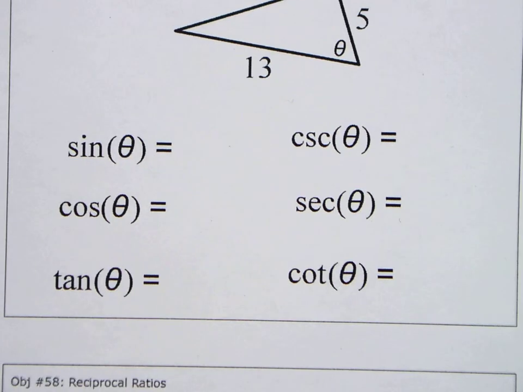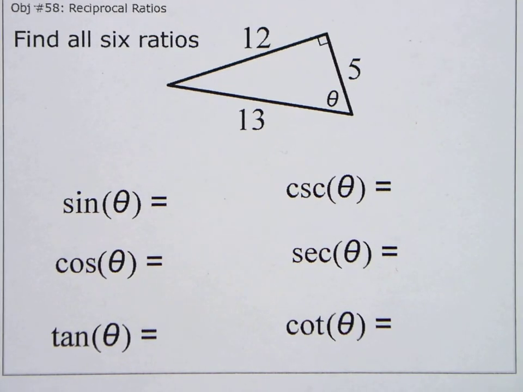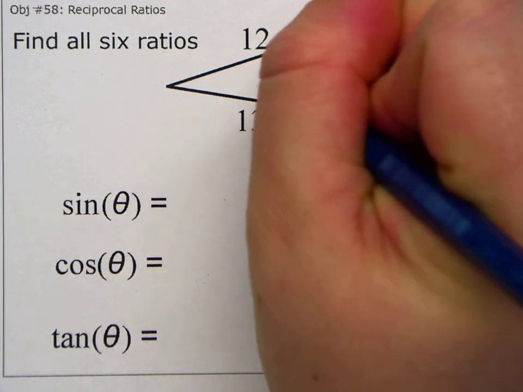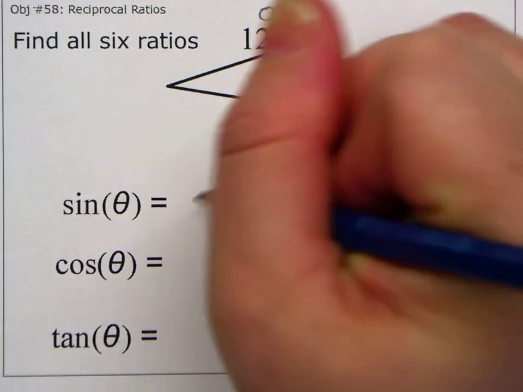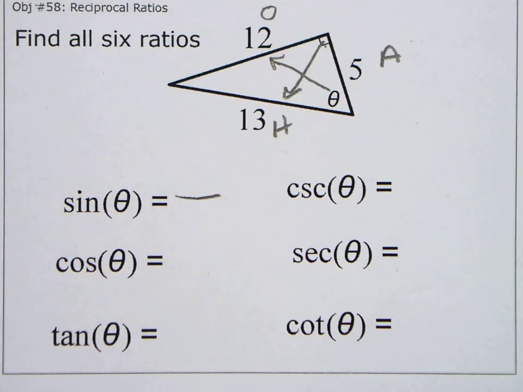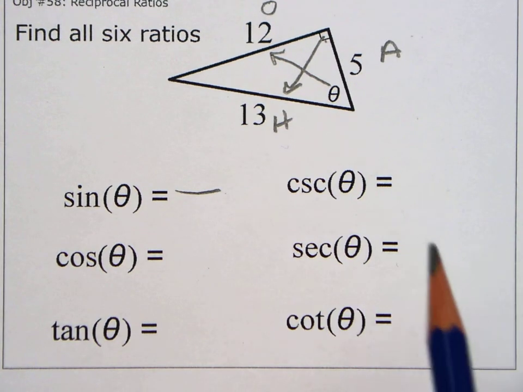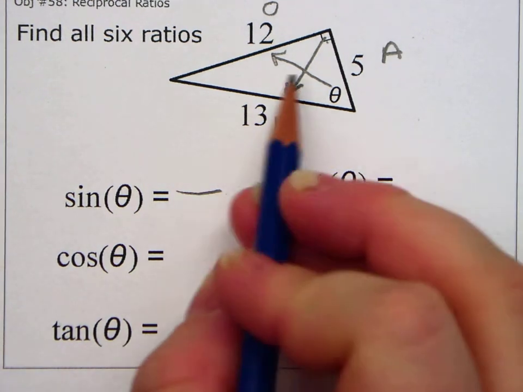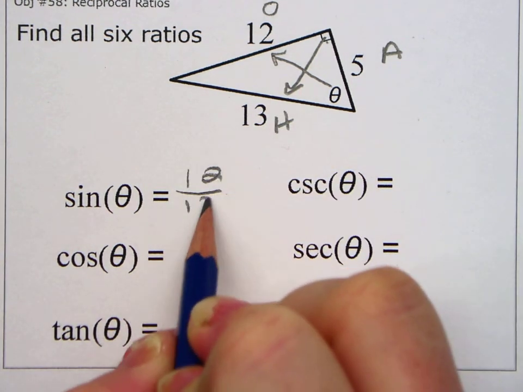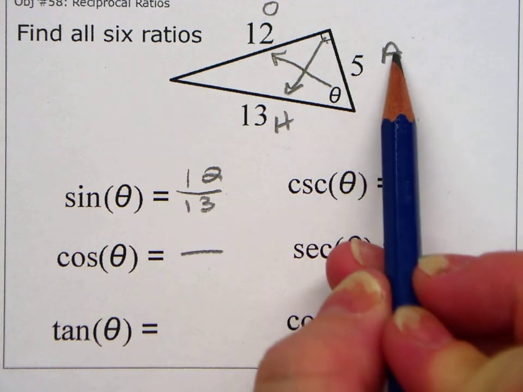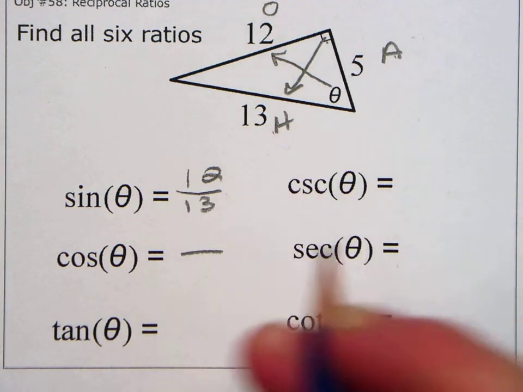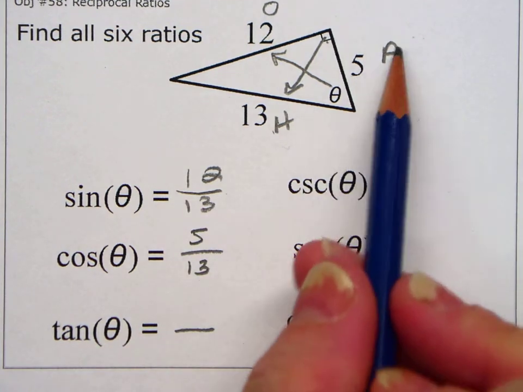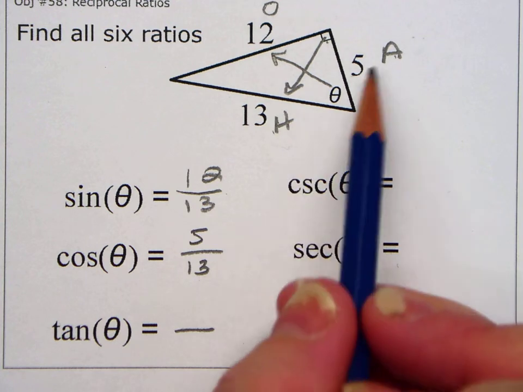All right, let's do another one. Pause the video, do it on your own. All right, sine. Hypotenuse. Opposite, adjacent. Again, this should be easy. If this is not easy after doing this for over a week, we have some problems. All right, opposite is 12, hypotenuse is 13. Cosine, adjacent over hypotenuse, so 5 over 13. And tangent, opposite over adjacent, 12 over 5.